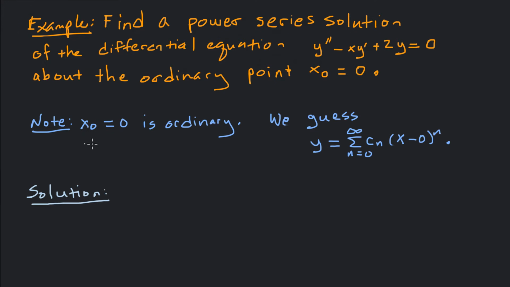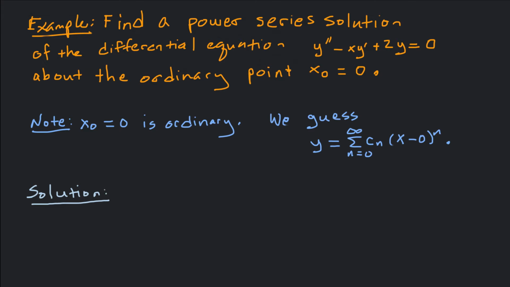So if we have an ordinary point of the differential equation, then we guess a solution of this form. y equals the sum, n goes from 0 to infinity, Cn, x minus 0 to the n. So you put your ordinary point right here, x minus x0. So this is the general form of a power series expanded about, in this case, 0.